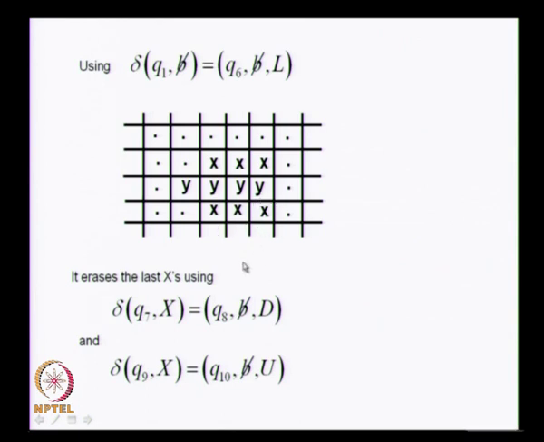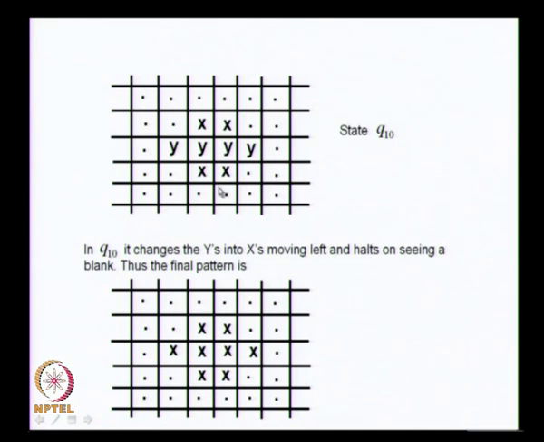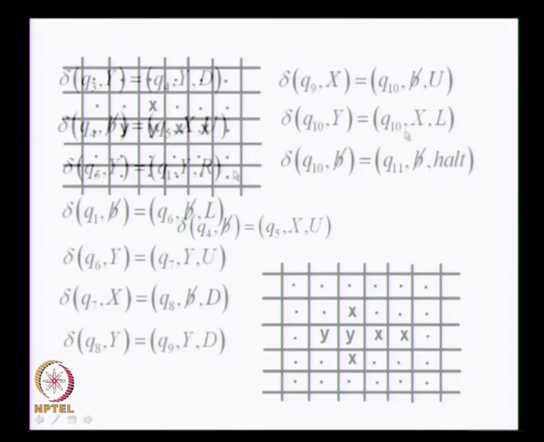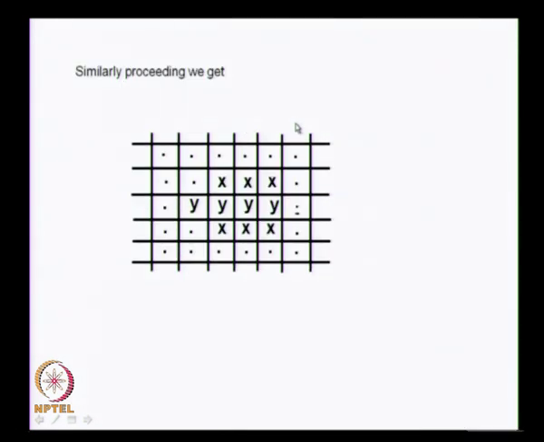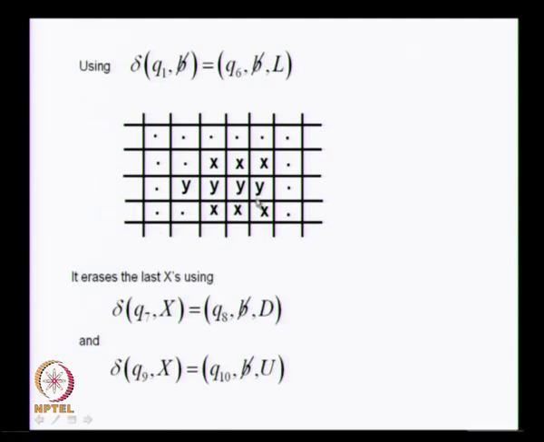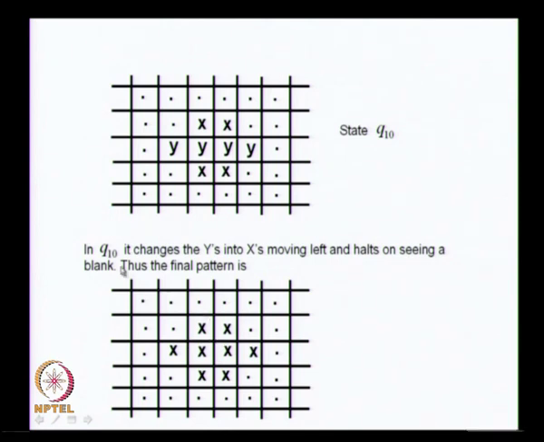So, that is done by this mapping. When it sees a blank here, it moves left and then it moves up and then it erases this x using this mapping, coming down here and then going down here, it erases this x and goes up. Now, these two x's have been erased and the tape head is here, but this whole of this is y and we want to change the y's into a x. That is done by this mapping, the last one. And so, after changing the y's into x, we get this pattern. In Q10, it changes the y's into x, moving left.